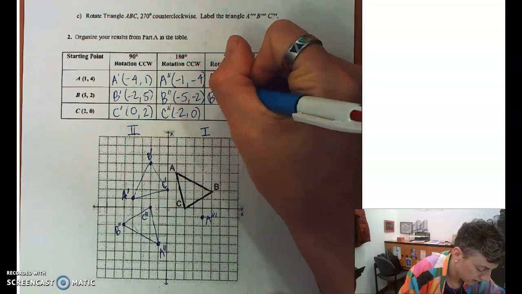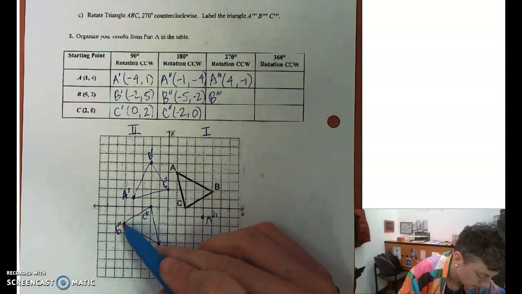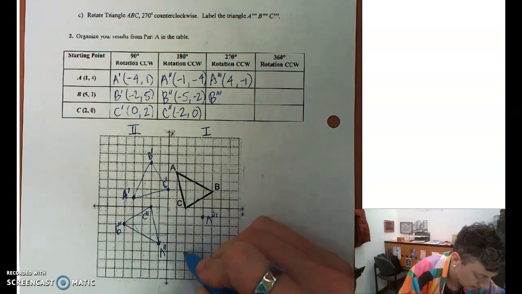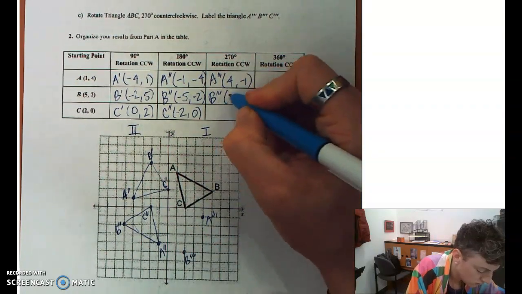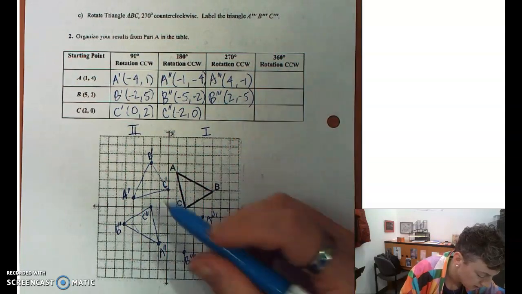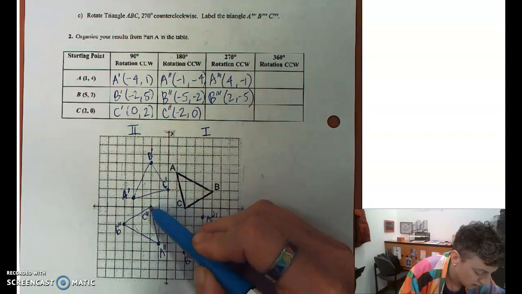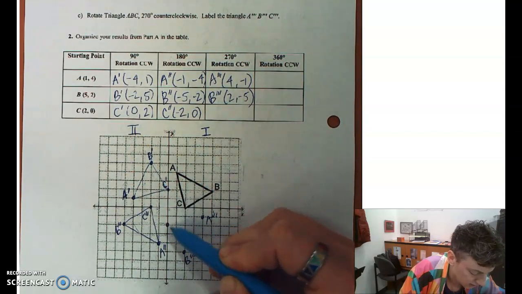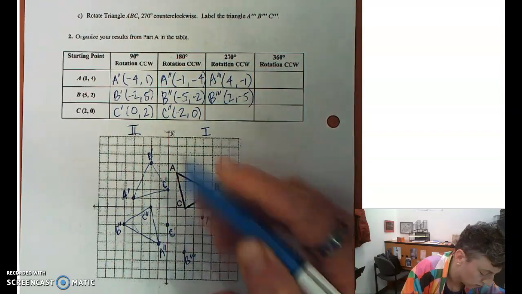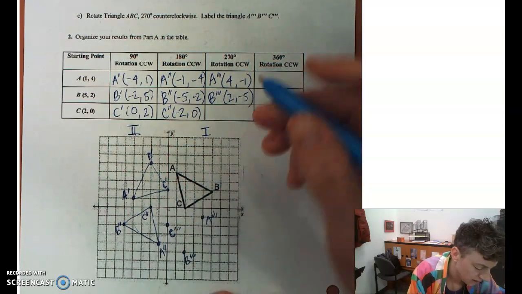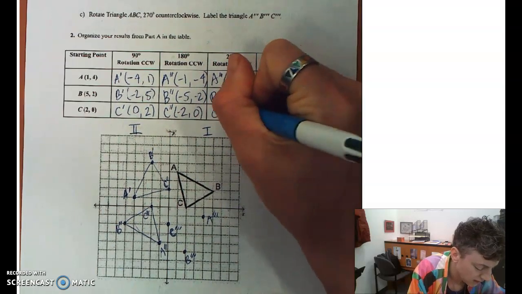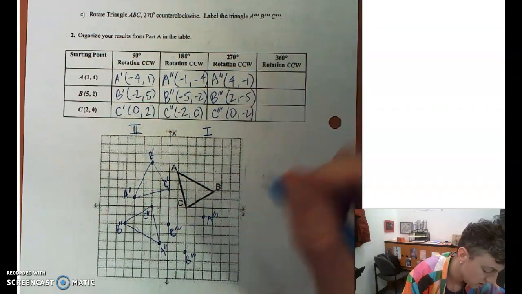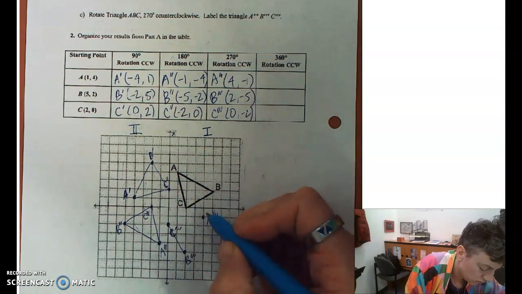B triple prime. B double prime was at -5, -2. It's going to be at 2, -5. And C double prime was at -2, 0. It's now going to be at 0 for the X, -2 for the Y. And that's our new point, C triple prime.